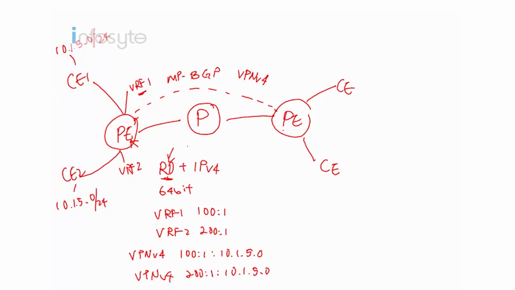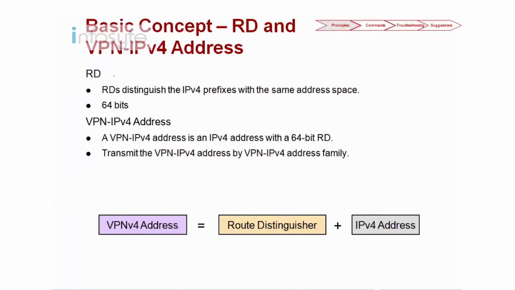So in this case, let's come back here. This is a route distinguisher. For the VPN-v4 address, we always use the route distinguisher plus your IPv4 address. So the VPN IPv4 address is an IPv4 address with the 64-bit RD, and it is transmitted by the VPN IPv4 address family. That's why over here they're using MP-BGP to carry it over to the other PE equipment.